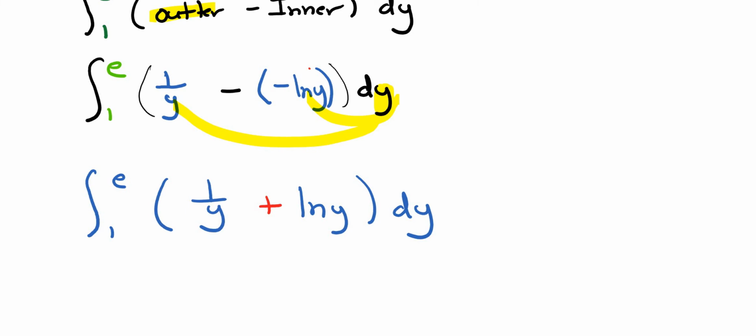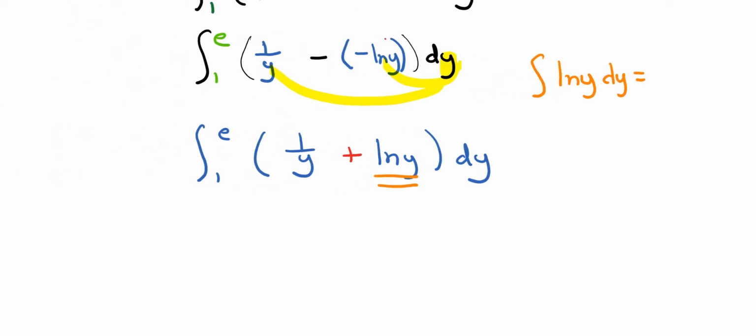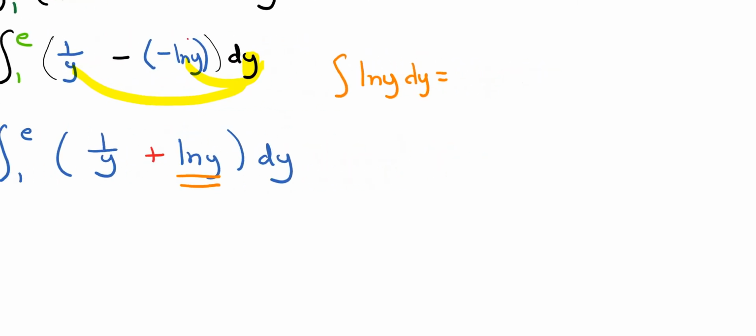Before we start finding the antiderivative here, you may recall that the integral for ln y dy was given to us in the previous problem as well, and we need this to finish off the problem. The antiderivative of ln y dy is going to be y times ln y, and then minus y. And then you can also have a plus c there if you like.